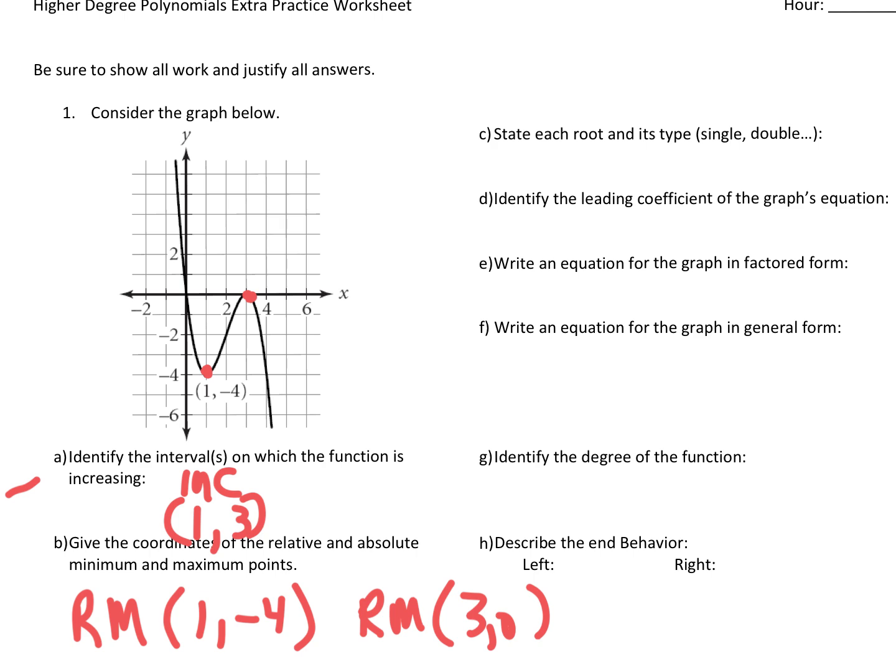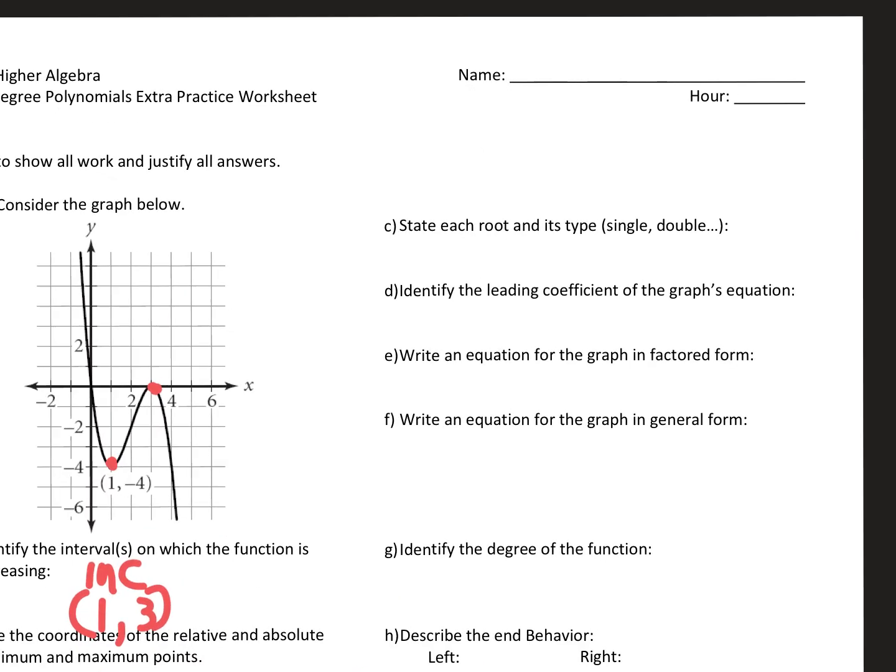Part C. State each root and its type. Is it a single or a double? All right, the two red spots I had on there, I'm taking them out. Now I'm going to put a couple green spots on here. Those are the roots. Roots are the x-intercepts, the zeros. They're all the same. All mean the same thing. So the roots are those two green spots. And what are they? Well, they would be at 0, 0.